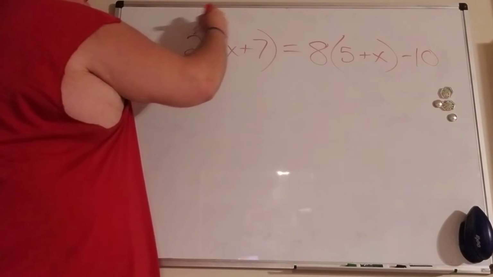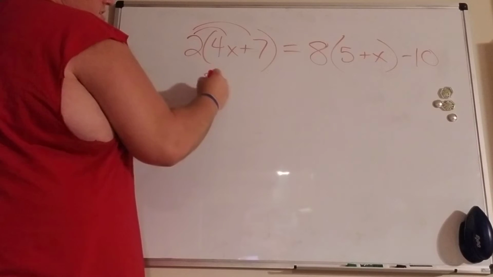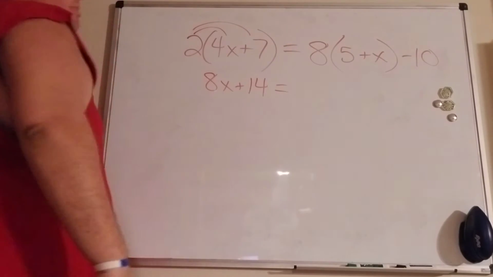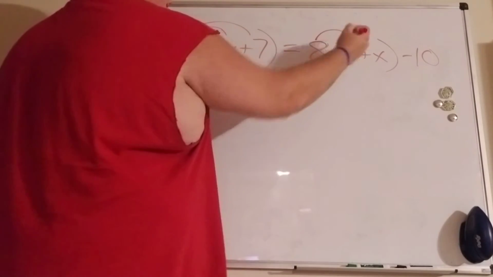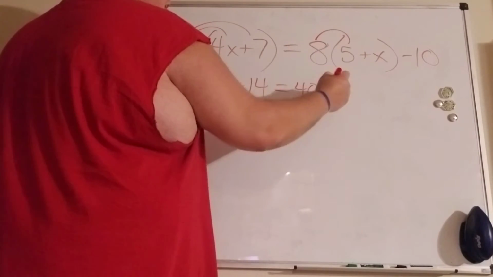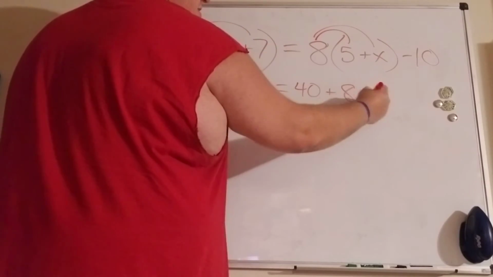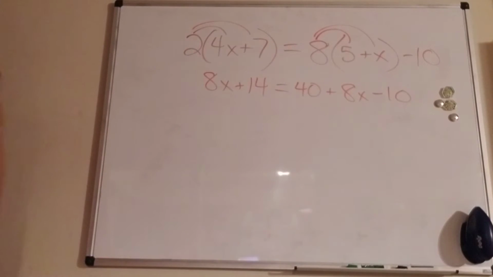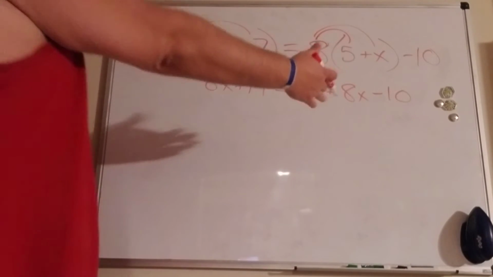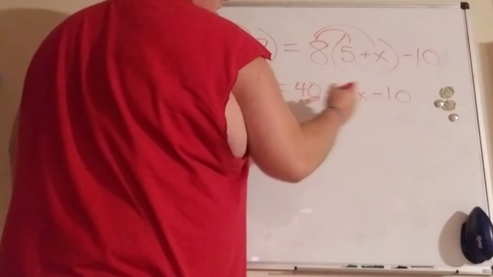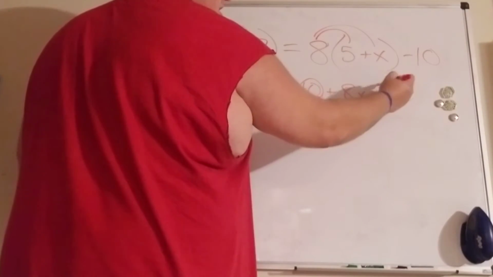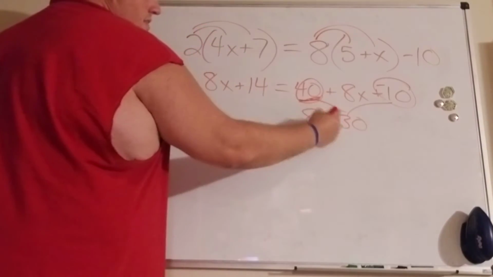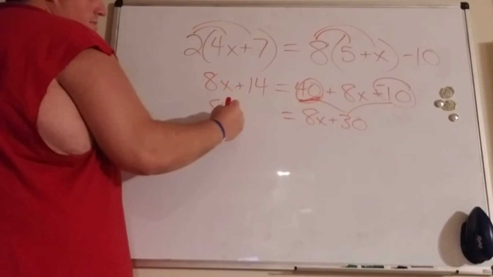So first I'm going to distribute on this side. 2 times 4x is 8x. 2 times 7 is 14. Over here we're going to do the same thing. 8 times 5 is 40. 8 times x is 8x. And we still have this minus 10 hanging out on the outside, which means that we have some like terms over here. We can combine 40 and negative 10 to give me 30. We still have 8x, and there we go.